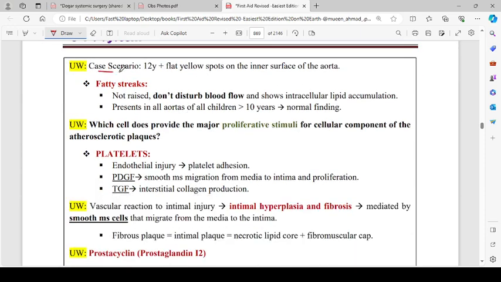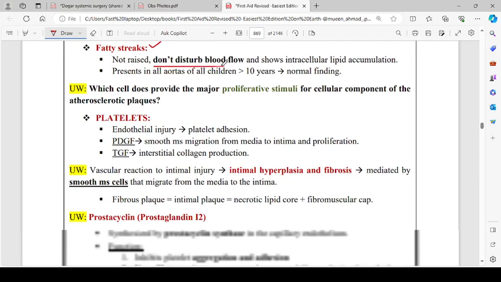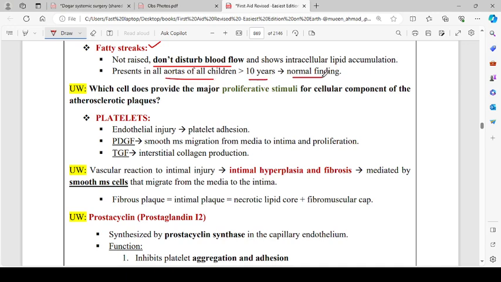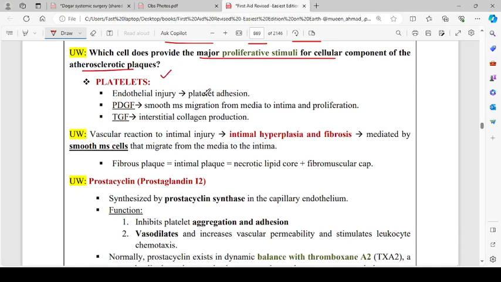The UWorld point, the case scenarios: a 12-year-old with flat yellow spots on the inner surface of the aorta. These are fatty streaks, not raised, don't disturb the blood flow, and show intracellular lipid accumulation. They are present in the aortas of all children older than 10 years, and this is a normal finding. The next question is about which cells provide the major proliferative stimuli for the cellular component of atherosclerotic plaques. The answer is platelets. Endothelial injury will lead to platelet adhesion. Platelet-derived growth factor causes smooth muscle migration from the media to the intima and proliferation. The transforming growth factor leads to interstitial collagen production.